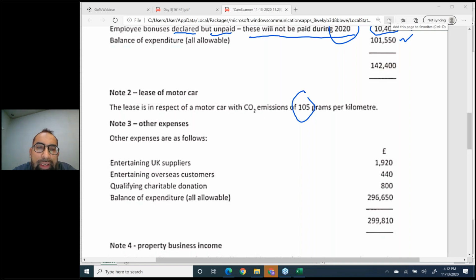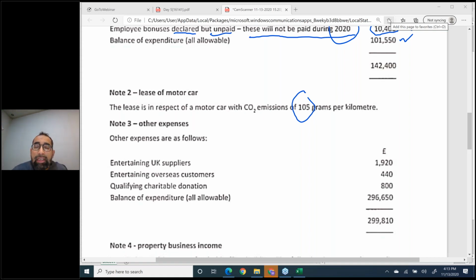Now, my dear students, note number 3 is entertaining UK suppliers and customers. Now listen, right now we are not doing VAT. One of the biggest mistakes I want to highlight: we are not doing VAT. Let me first recall VAT for you. In VAT, you cannot claim input VAT on any entertainment of suppliers and customers, except for entertaining overseas customers, where you can claim input VAT.